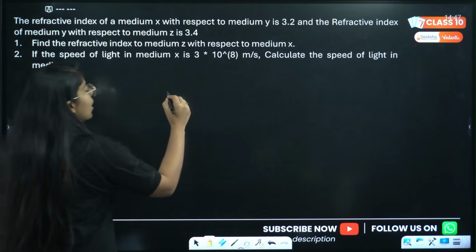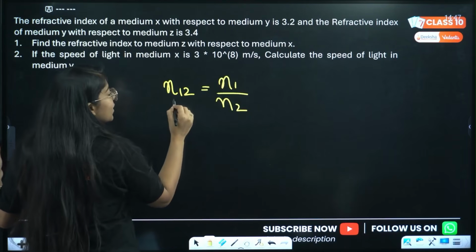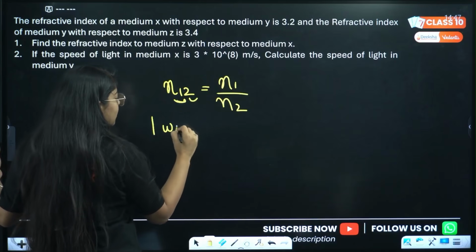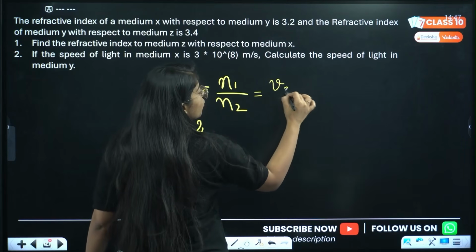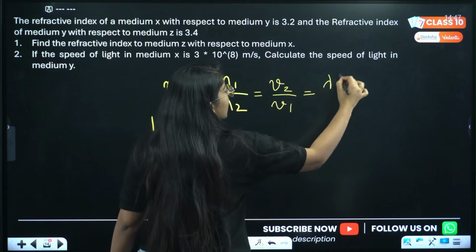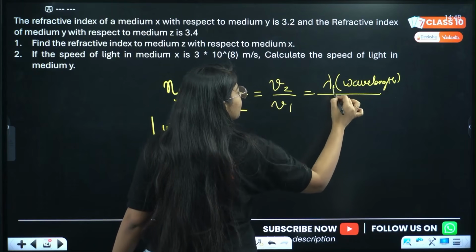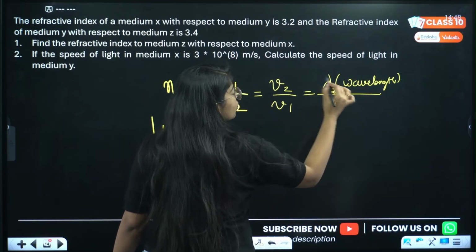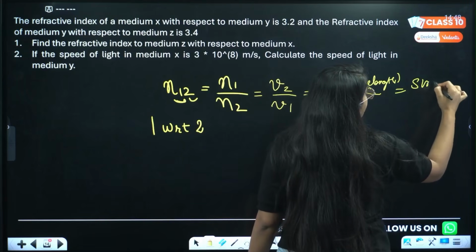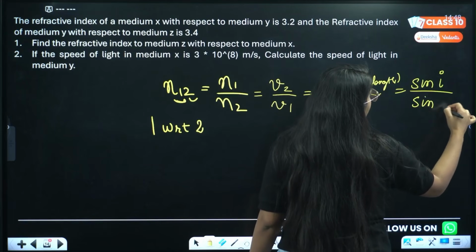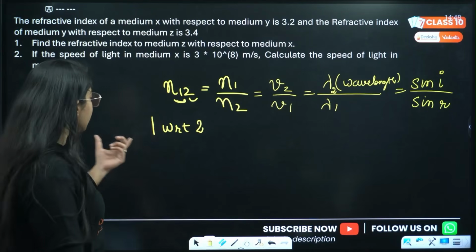Just remember one formula: n12 equals n1 divided by n2, that is refractive index of 1 with respect to 2. Right, this is the formula. Then this will equal v2 by v1, which will be equal to lambda, that is your wavelength. Yes, they can ask this, right? Lambda 1, lambda 2. This is directly proportional to velocity. Lambda 2 by lambda 1, and this will be equal to sine i divided by sine r. Done? Done, everyone?